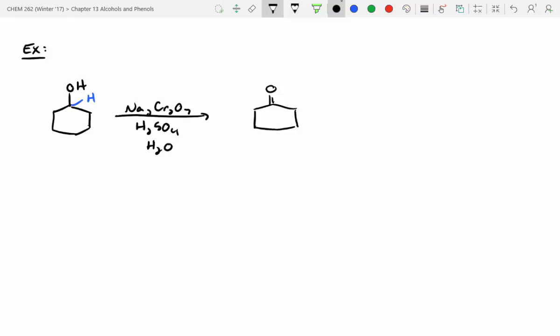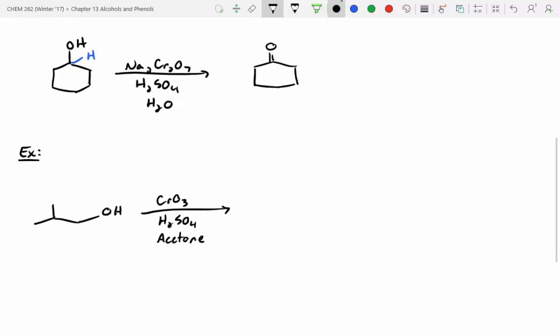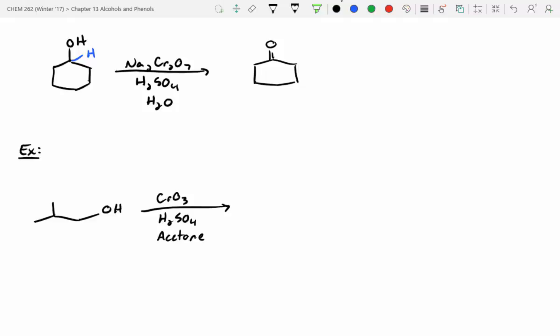Let's do the same thing with the primary alcohol and take a look at what happens. So this one will use CrO3, H2SO4, and acetone. What do you guys think will happen if we treat this alcohol with chromic acid? It'll go all the way to the carboxylic acid. Yeah. We've got two blue protons.